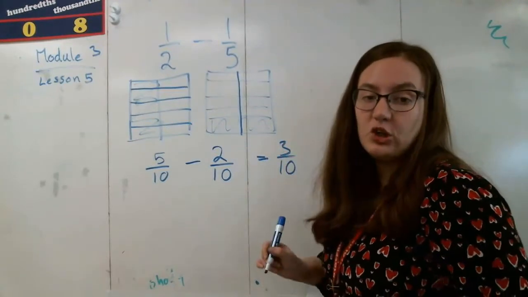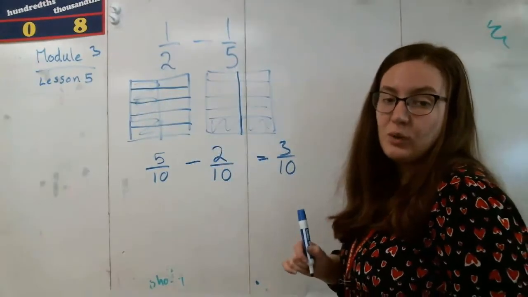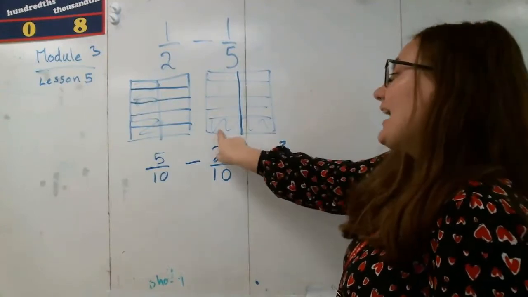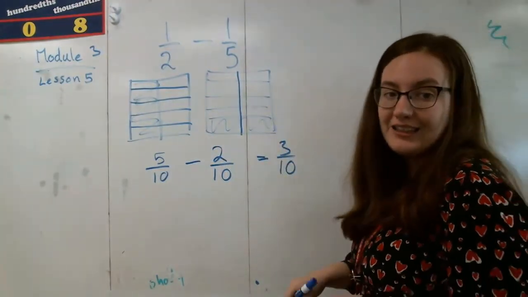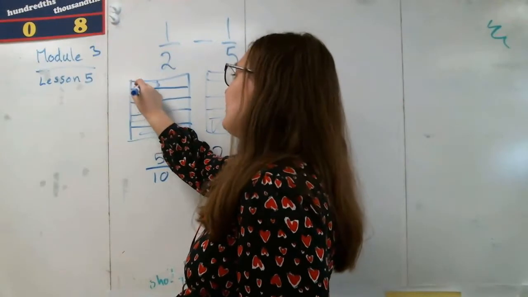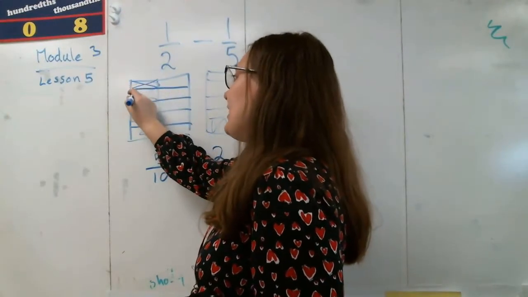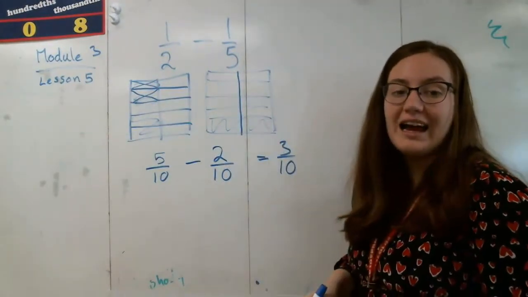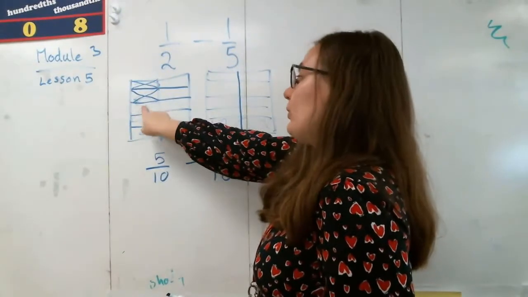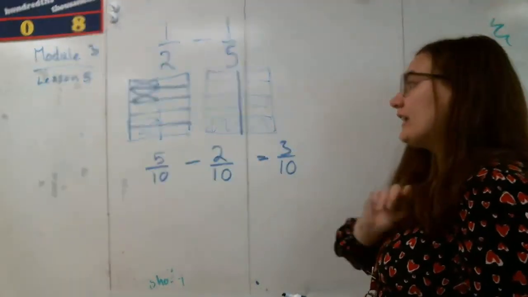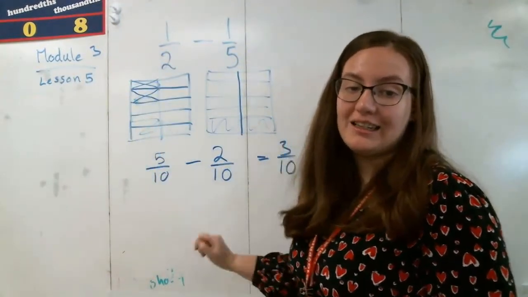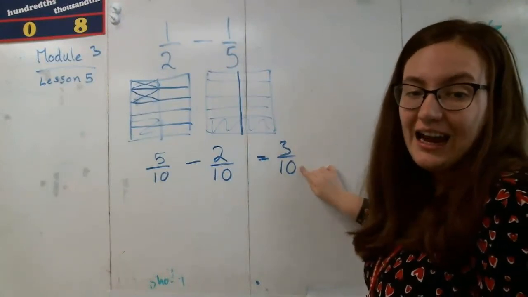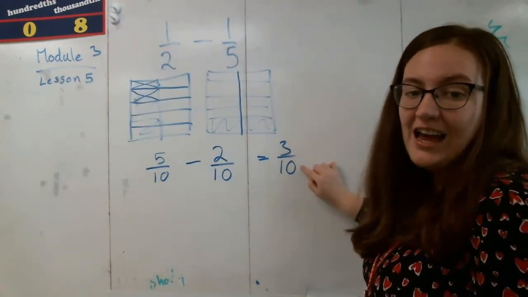But I also want to show my work with the model as well. So remember, our second model tells me how many boxes I need to cross off. I see that there are 2 boxes, so I'm going to cross off 2 boxes in this first model, and then I count what I have left over. I have 1, 2, 3 boxes left over out of a total of 10 boxes, so that is why my final fraction, or my final answer, is 3/10, because I have 3 left over shaded out of a total of 10 boxes.